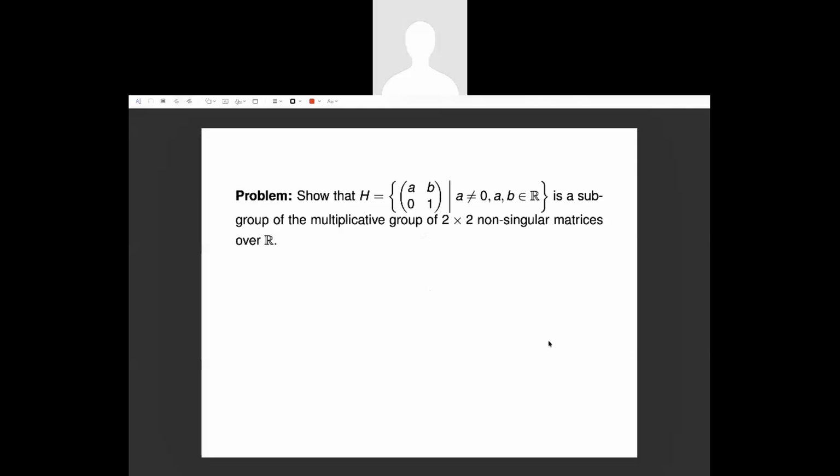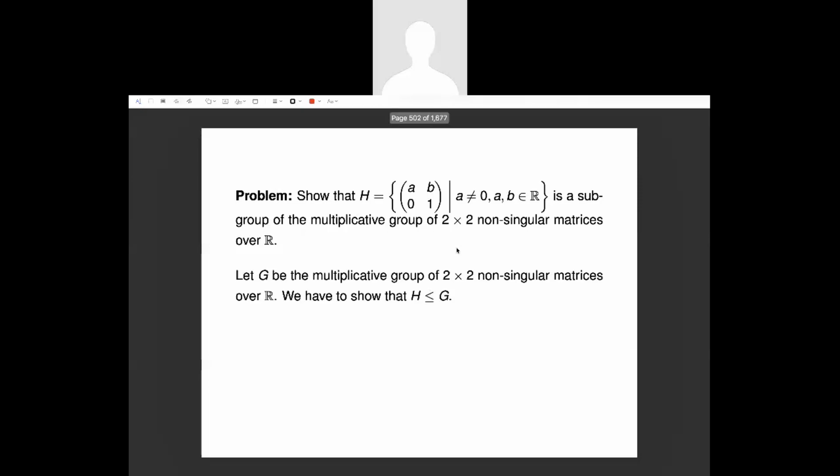Now one more example. If H is equal to the set of matrices [a b; 0 1], where a is not equal to 0 and a, b are real numbers, then H is a subgroup of the multiplicative group of 2 by 2 non-singular matrices over R. So think about this problem: let G be a multiplicative group of 2 by 2 non-singular matrices over R. We have to show that H is a subgroup of this G.